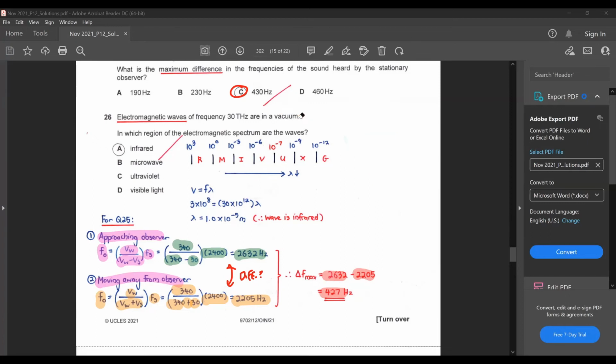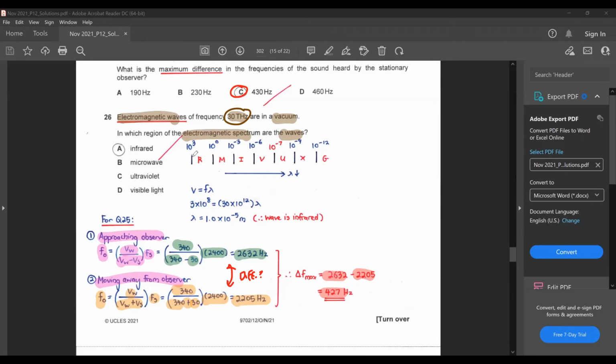Then after that, if you look at question 26, this is the question where you need to recall your EM wave spectrum. Electromagnetic waves of frequency 30 terahertz are in a vacuum. In which region of the electromagnetic spectrum are the waves? If you have EM waves of this frequency, what type of waves do you suppose they are from the EM spectrum? So you have to reproduce your EM spectrum again.